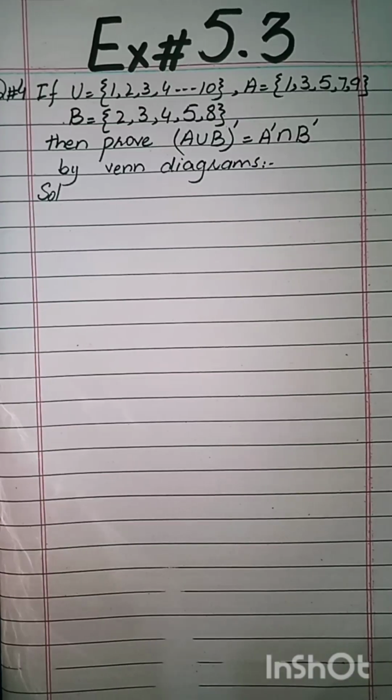5.3. This is our exercise 5.3, question number 4. If U is equal to 1, 2, 3, 4 up to 10, A is equal to 1, 3, 5, 7, 9 and B is equal to 2, 3, 4, 5, 8, then we have to prove A union B whole complement is equal to A complement intersection B complement with the help of Venn diagram. So let's start our question.